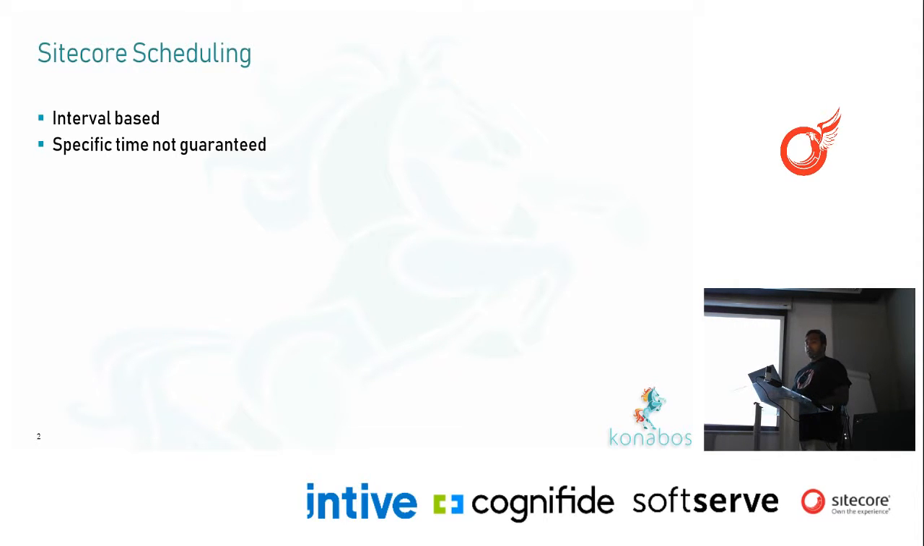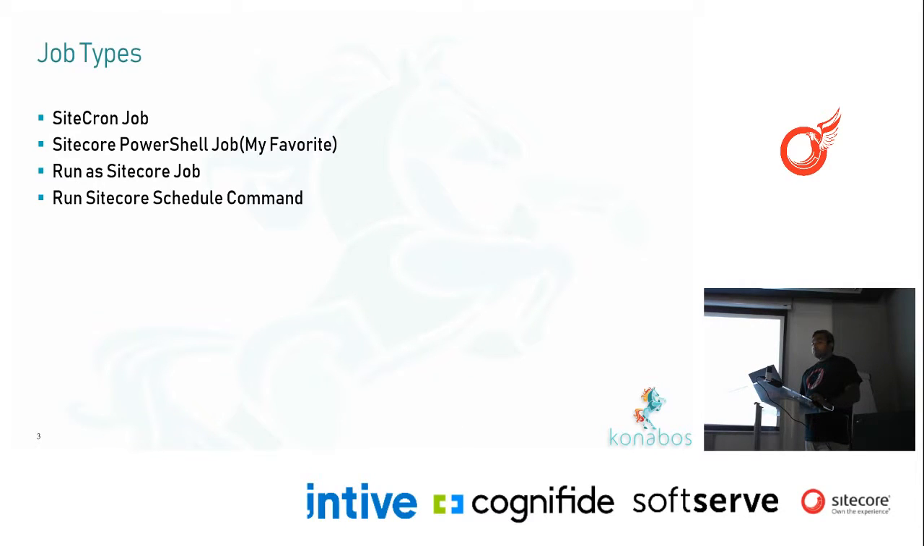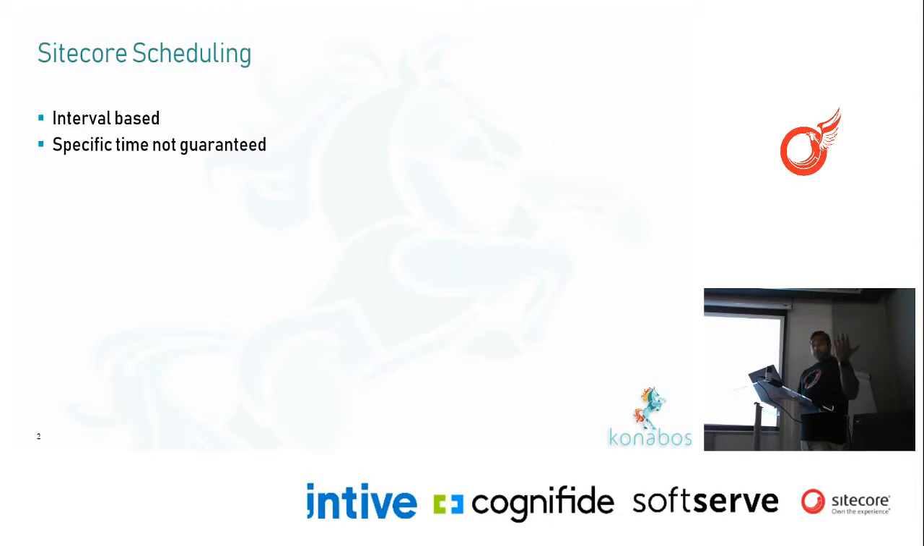And when we looked into Sitecore Scheduling, which I'm sure some of you have looked at, whether it's for commerce or regular scheduling, it's interval based. You cannot guarantee a specific time. So if I say that I need a piece of news to go out, or an article to be published at 9:30 in the morning or 11:53 in the afternoon, it's not possible for us to guarantee that. Because of that, I built SiteCron.